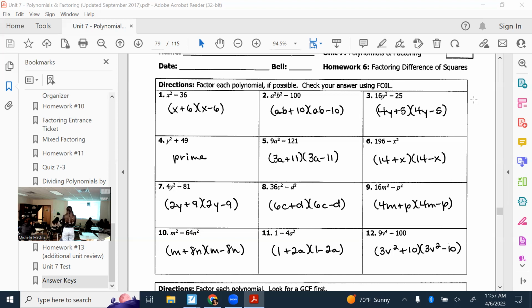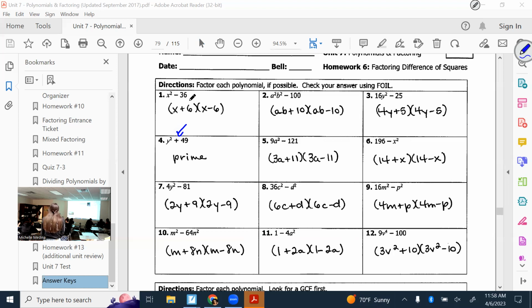So why is number 4 prime? Because it's not a difference of squares. Good. It's not a difference, it's a sum of squares. So that's why. Prime means that it's not factorable, that you can't split it up in any sort of way, that it is something you can multiply and get that. So there's no way, so that's why we put prime there. It's not a difference of squares. For it to be a difference of squares, it has to be a minus sign between the two terms, and then on each side of the minus sign has to be a perfect square.